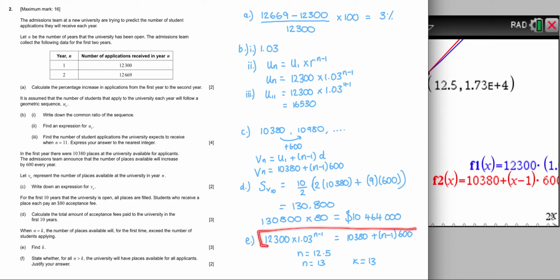Now you could also do it using your algebra. So you can solve this part here. You can type that into nsolve, and that would give you the answer as well. Either of those methods would be fine, okay?